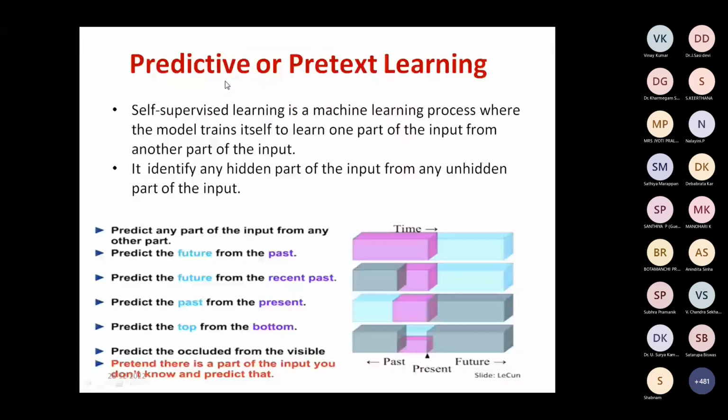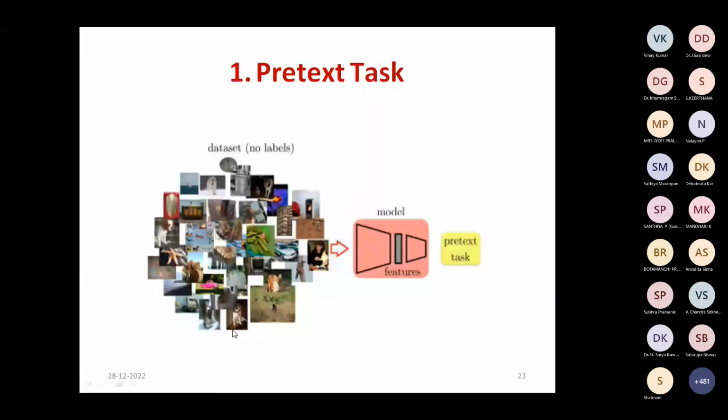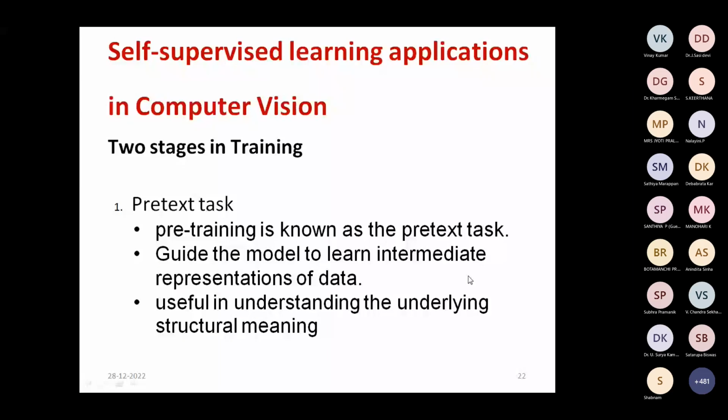Based on this, it is trying to come up with some kind of intermediate labeling, which is called a pretext task. Even though we will not be able to come up with a perfect labeling, we get some kind of description for the image. We call it a pretext. Up to this task, we call it a pretext task, and this pretext task we call pre-training. This pre-training helps guide the model to learn an intermediate representation of data, which will be very useful in understanding the underlying structural meaning of an image or a data set.